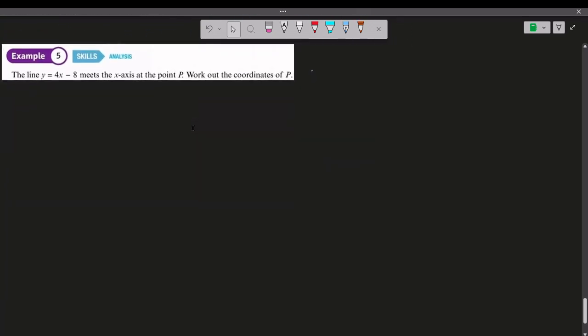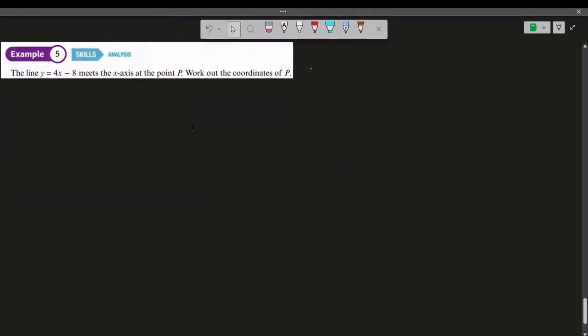Great. Let us take this example where the line meets the x-axis at point P. Okay, there is some line, and the line is y equals 4x minus 8. And if I compare it with y equals mx plus c, my gradient m is 4. And what about c? Work out the coordinates of P. I'm sorry, c is minus 8. That's it. But here in the question, it cuts the x-axis at a point.